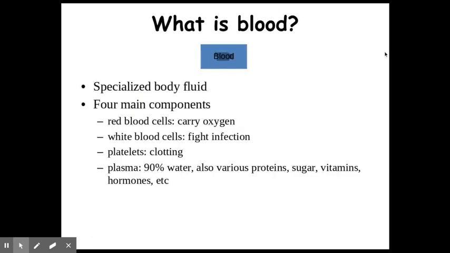So what is blood? The first thing that we know about blood is it's a specialized body fluid. There are four main components. You have red blood cells, which carry your oxygen, white blood cells, which fight infection. You have your platelets, which cause clotting, and you have your plasma, which is basically 90% water. It also has some proteins and sugar and vitamins and hormones and etc. in there.